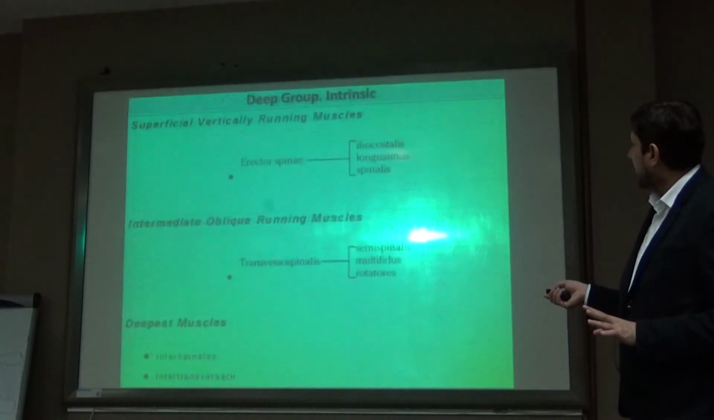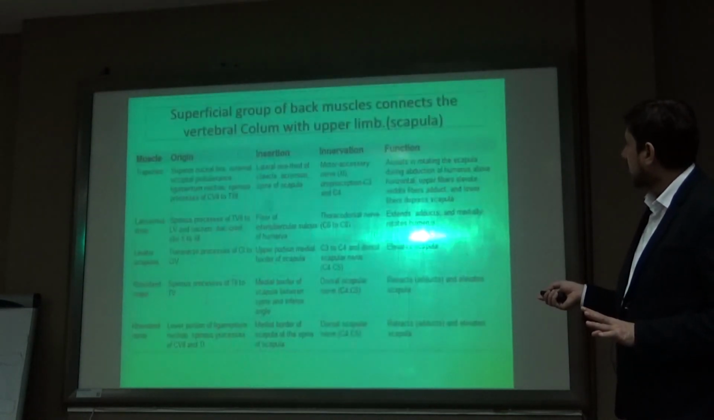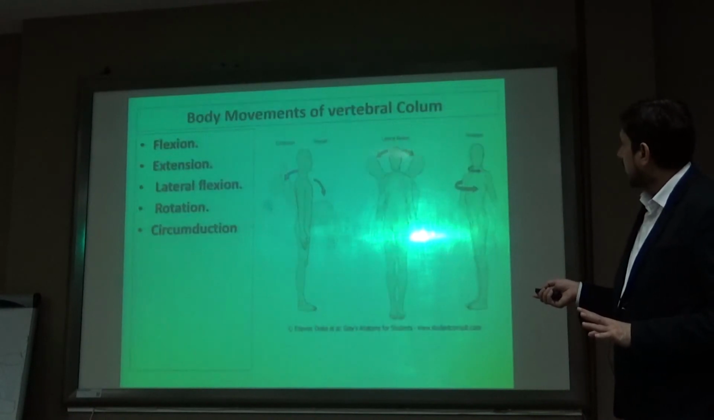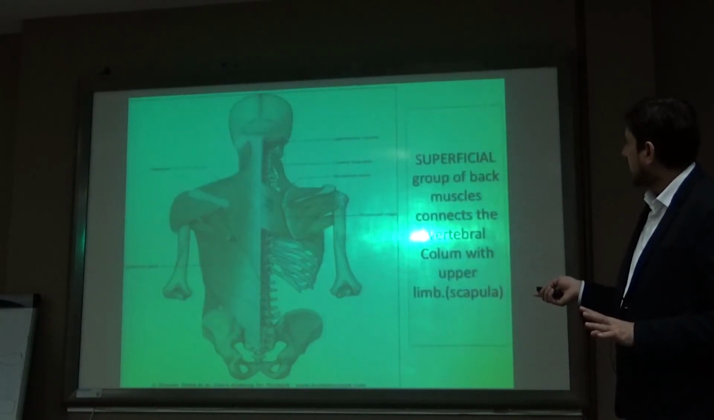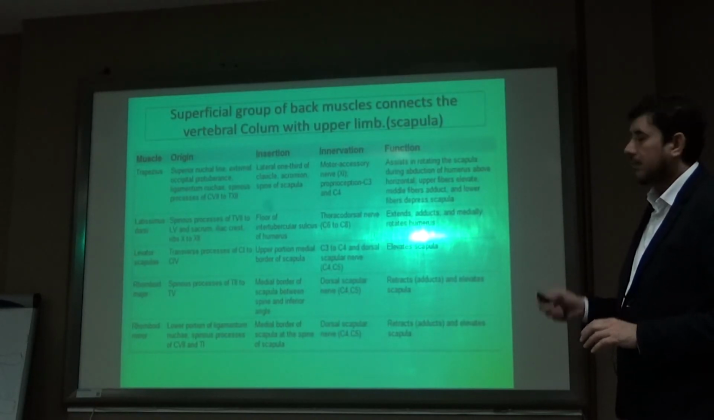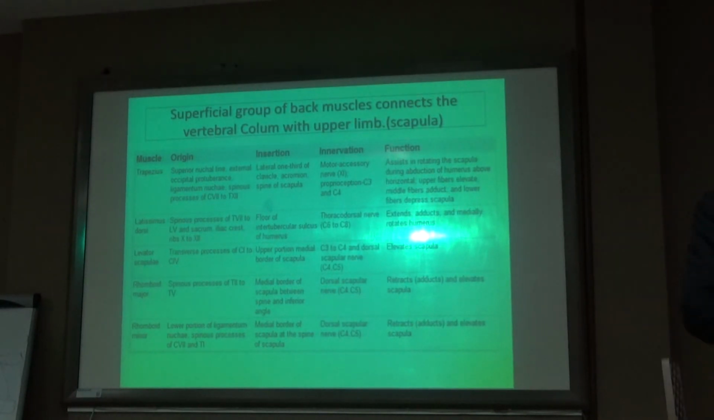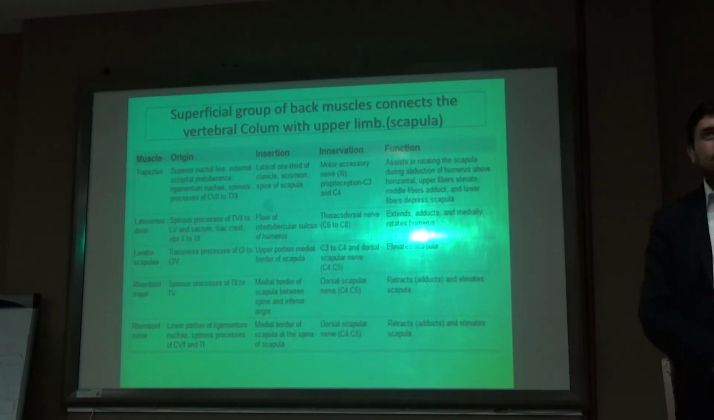What is the nerve supply of trapezius? You know well. It's the 11th cranial nerve, spinal part. C3 and C4 also, from the vertebral column. Okay? These are the nerves which are supplying it. What is the action of this one?